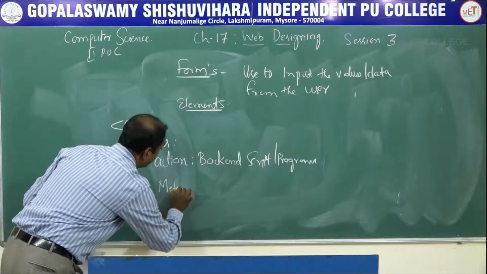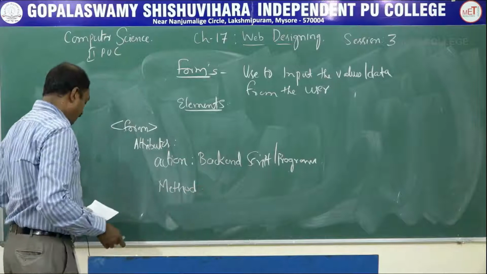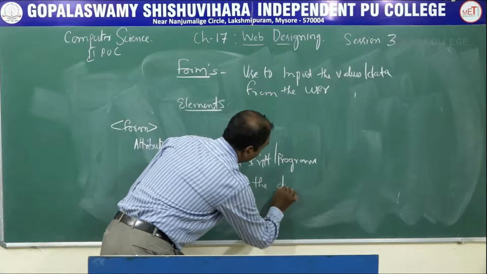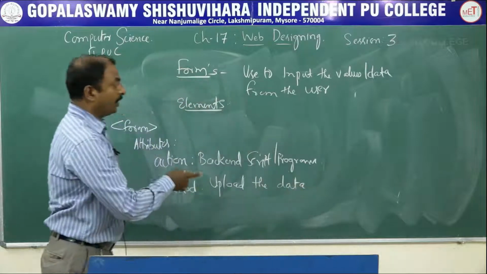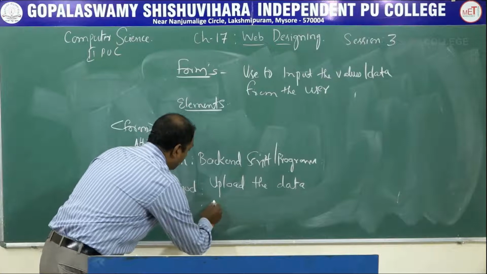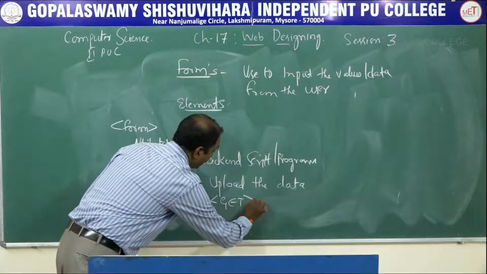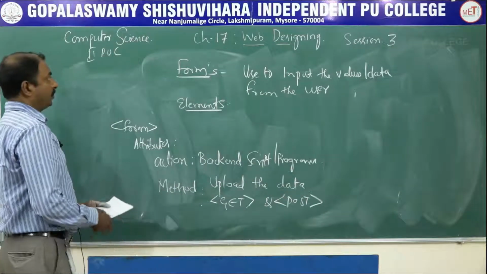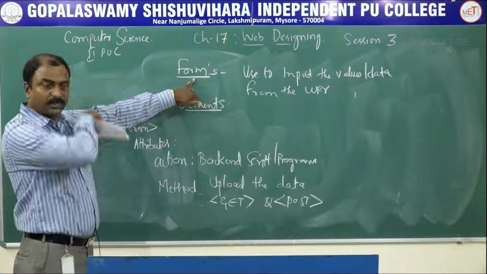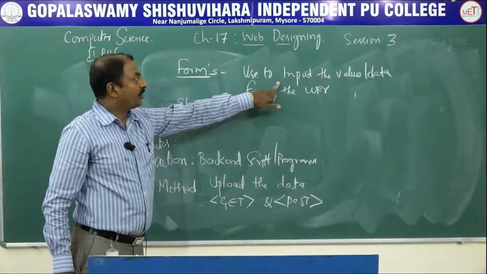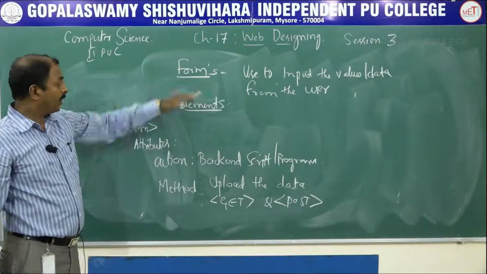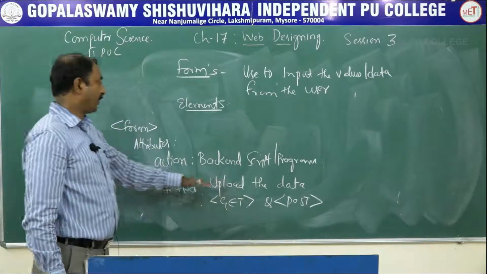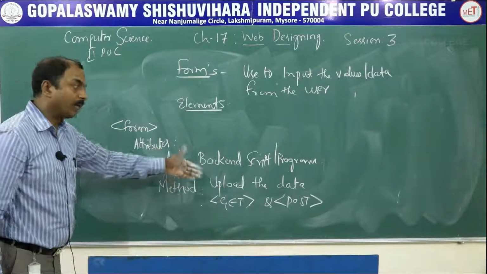Next we have the method attribute, and here it is used to upload the data or information given by the user, and it is associated with two values, the get and the post. Okay, students, what are forms? Forms are used to accept the input from the user, and with the help of the action and method attributes, it is sent to a particular server or some particular background application.